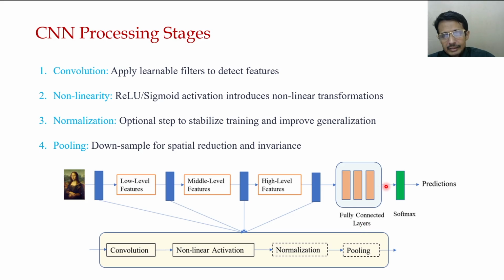And when we get the values, we apply softmax to get probabilistic values for the prediction. So this is the basic idea of the CNN as a whole network structure. Okay.